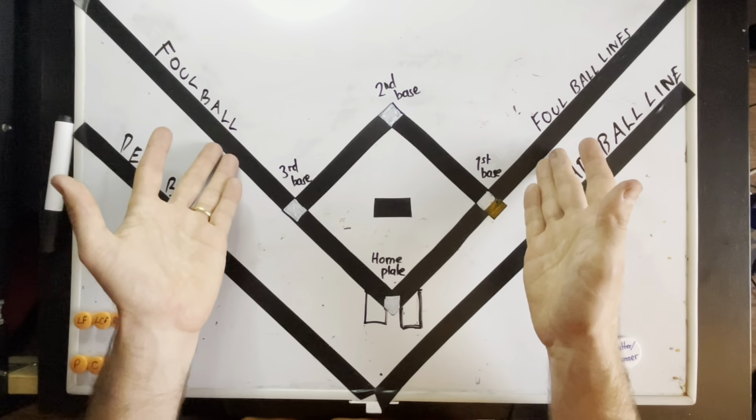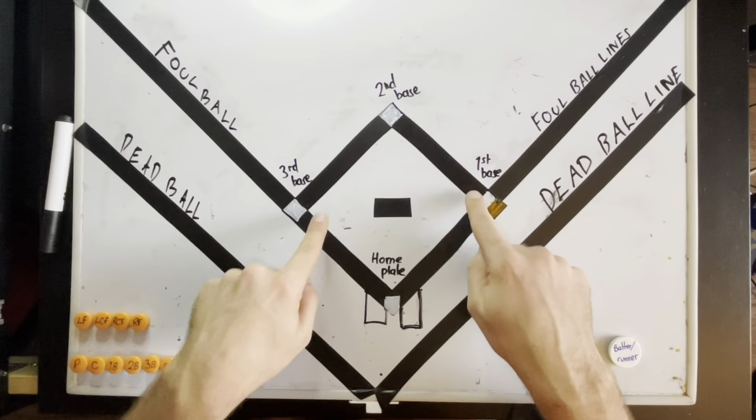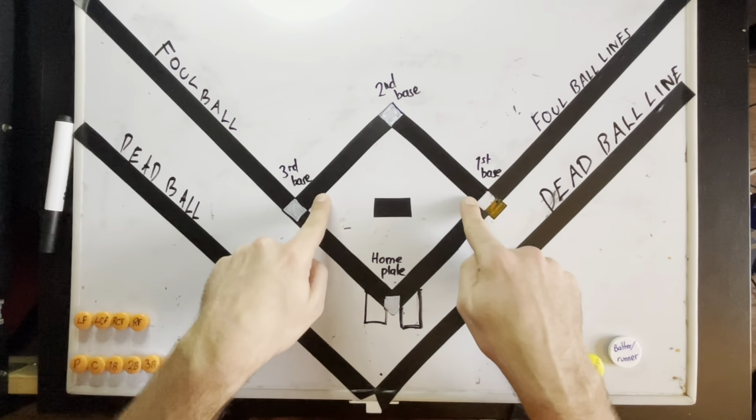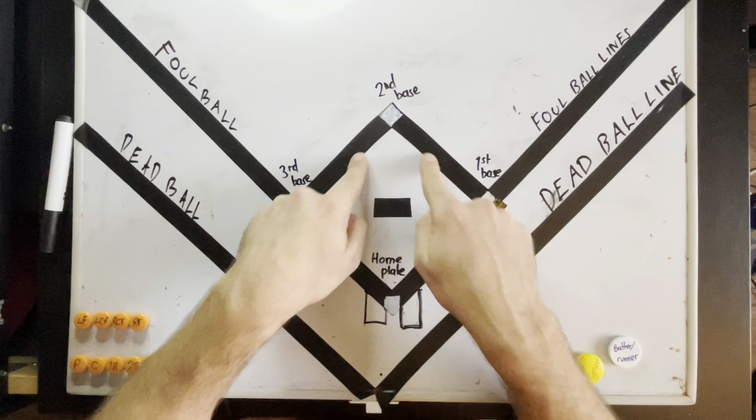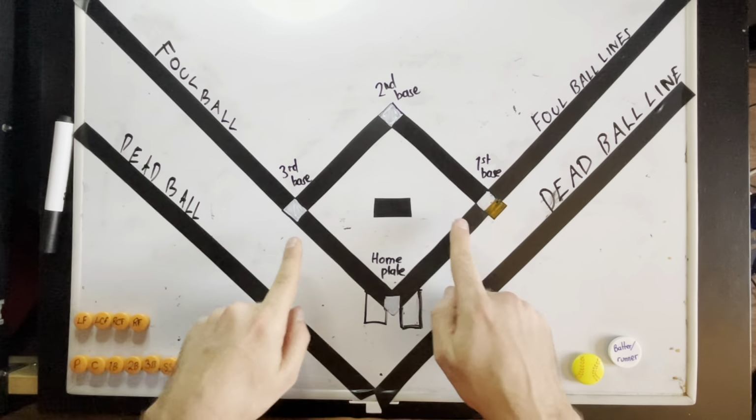So there's two field lines. There's a foul ball line and a dead ball line. There's also two lines here, which may or may not be marked onto the pitch. So if you're working on a grass pitch, these lines should be here. However, they don't necessarily have to be there.